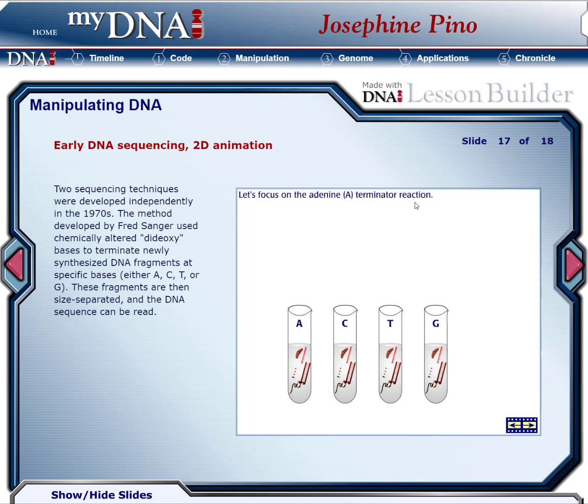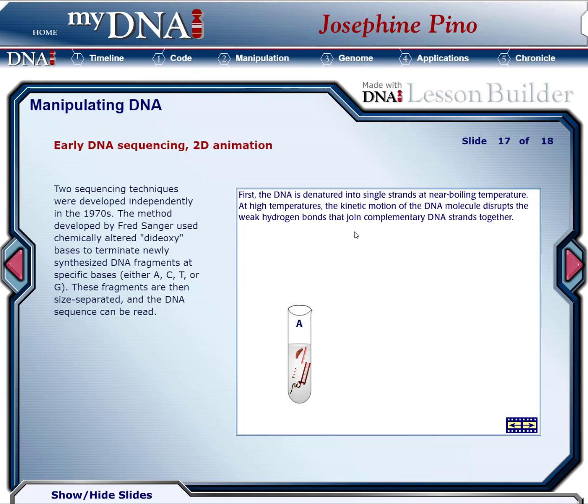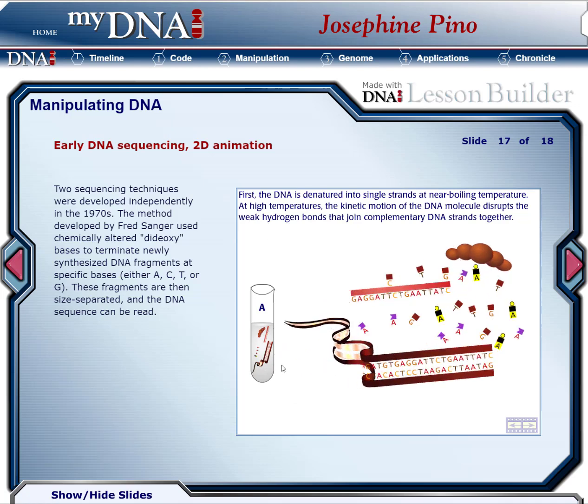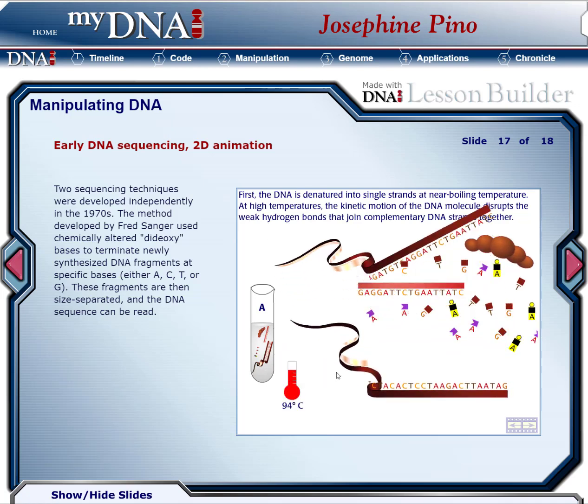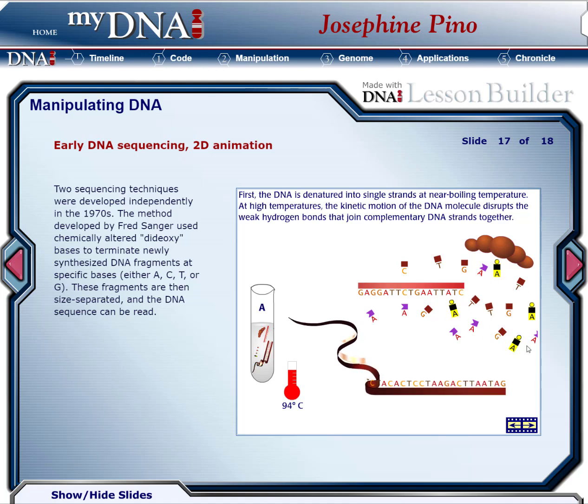Let's focus on the adenine terminator reaction. So A, C, T, and G here. We'll focus on A. First, the DNA is denatured into single strands at near boiling point temperature. At high temperatures, the kinetic motion of the DNA molecule disrupts the weak hydrogen bonds that join the complementary DNA strands together. Okay, so temperature's rising. So they eventually separated. All right. And here we have the A. We're focusing on the dideoxynucleotide labeled A.